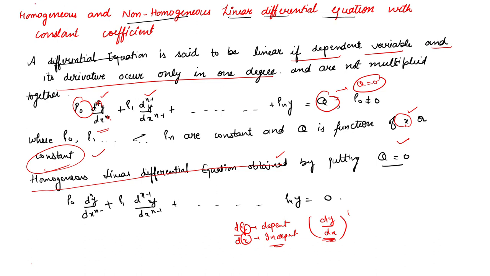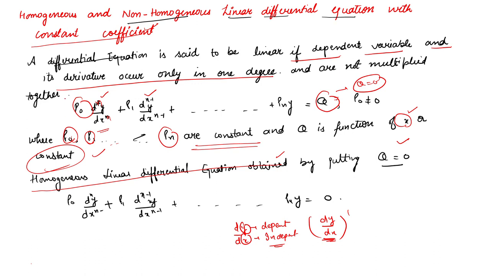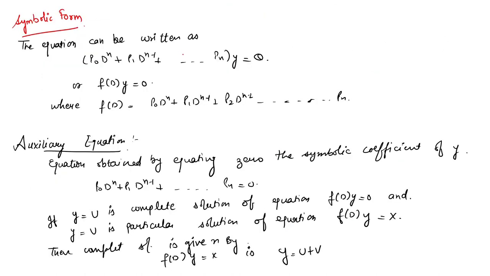Because we are dealing with constant coefficients, it means that P naught, P1 up to Pn are all constant values. Now we will see how we can solve and move further. Suppose that this is our linear differential equation. First of all, we will write it in a symbolic form. So what is its symbolic form?